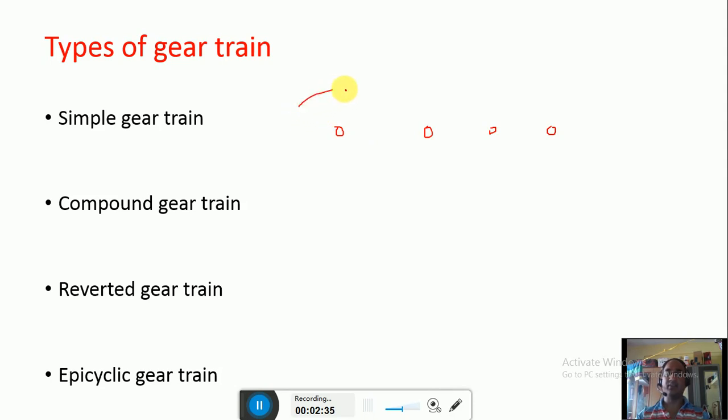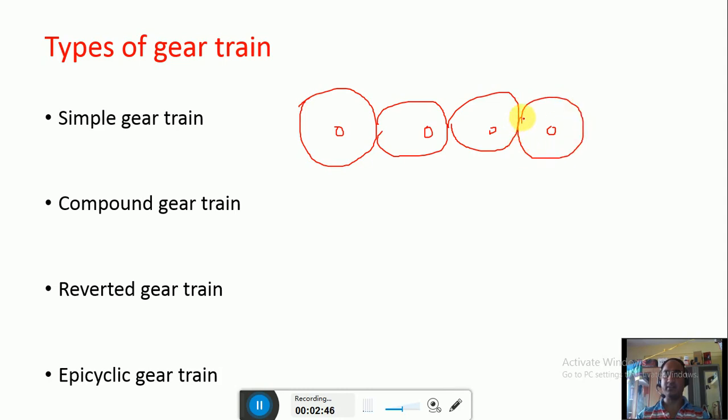Suppose this is one gear, this is another gear mounted on the second shaft. Say this is your third shaft, and the third gear is mounted here, and the fourth gear is mounted over here. Now power is transmitted between these gears, and each shaft consists of a single gear. Then this is called the simple gear train.